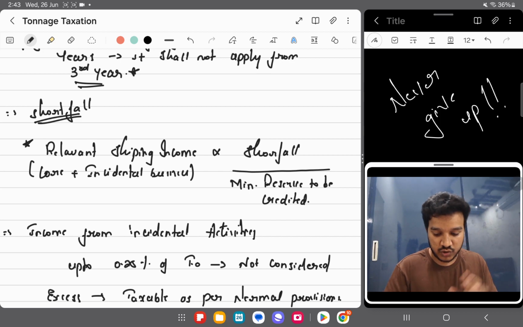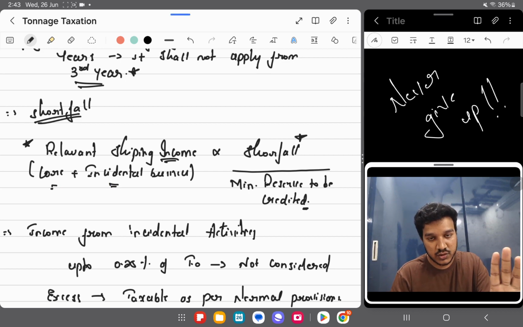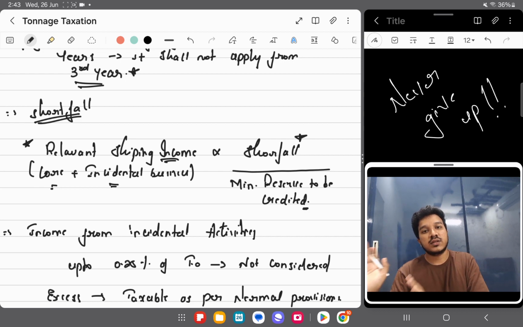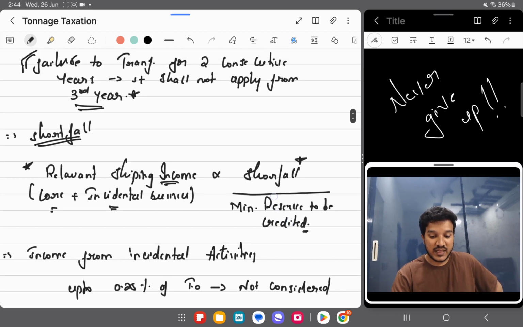ठीक है, यहाँ पे जो relevant shipping income है, you will multiply that with shortfall amount divided by minimum reserve to be credited. So this is a formula which is an easy formula. ठीक है, बट यहाँ पे याद क्या रखना? Relevant shipping income. सो relevant shipping income में क्या आता? Core and incidental business जो है वो लेना चाहिए. उसको multiply करके जो जितना shortfall हुआ उतना divided by what is the minimum amount that is supposed to be credited to the reserve account. ठीक है, so this is a formula, so that will be taxed as per normal provisions of the Act.